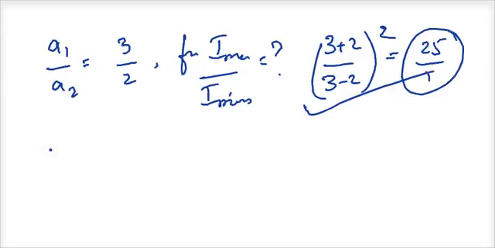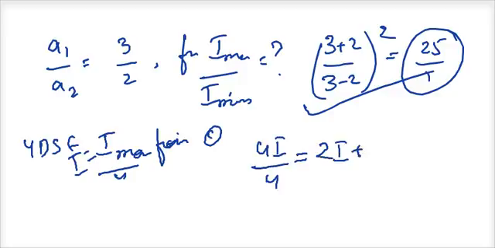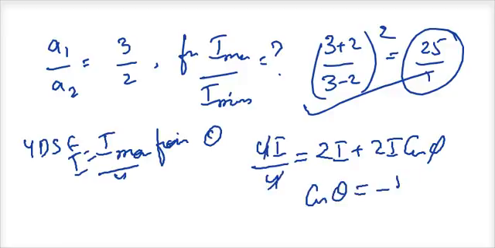In certain cases, suppose they say that at a particular point in a YDSE, I is equal to Imax by 4. Find theta, or find the phase difference. So now I know Imax is 4i. So 4i by 4 is equal to 2i plus 2i cos phi, or cos theta. So from there I can say that cos theta is equal to minus 1 upon 2. So from there I can say that theta is equal to some minus pi by 3.